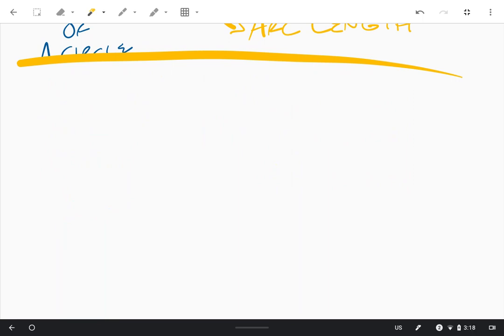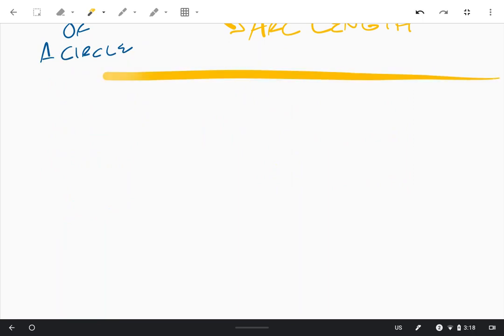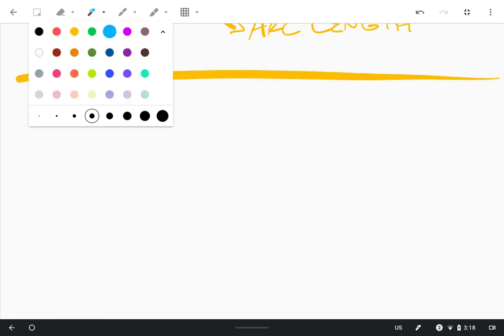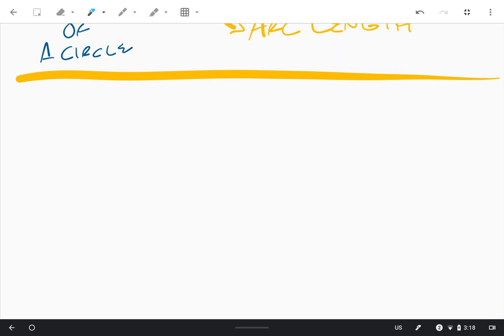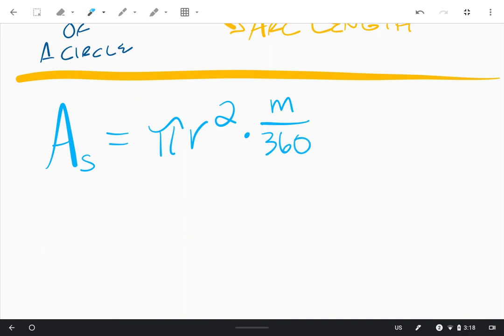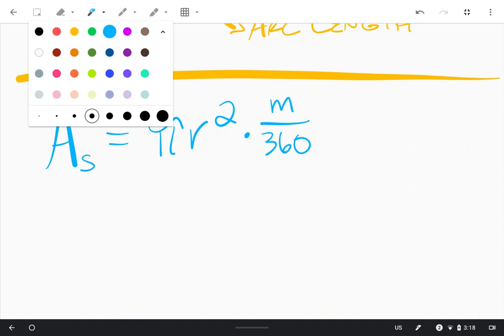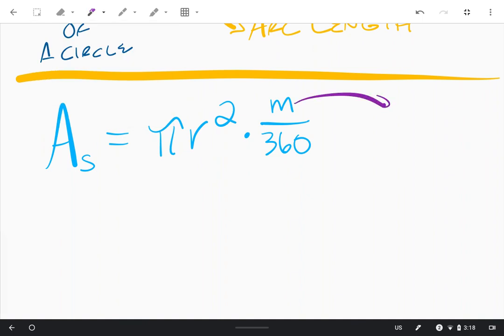So to find the area of a sector of a circle, you have the following formula. The area of a sector is equal to pi r squared, which we already learned was the formula for the area of a circle, times m over 360. So the m right here is the measure of the angle inside the sector.